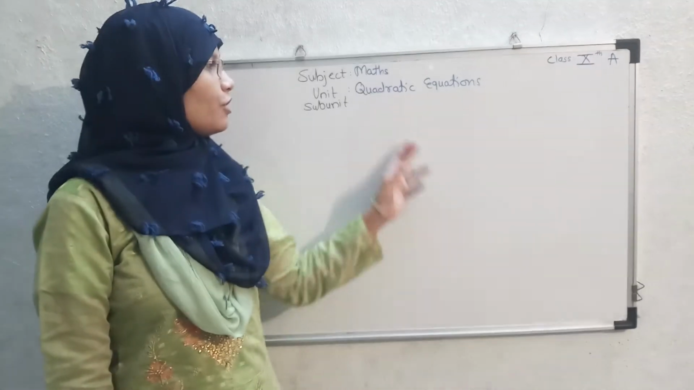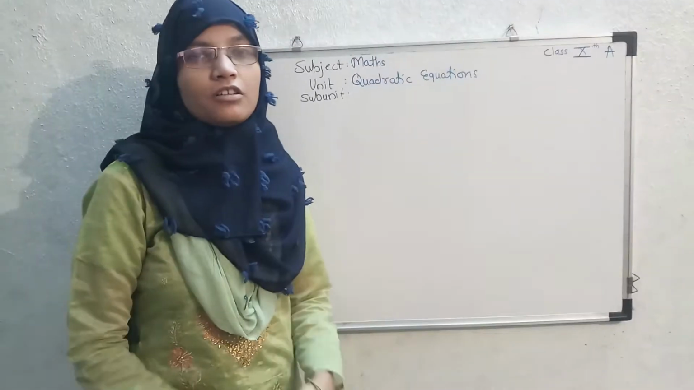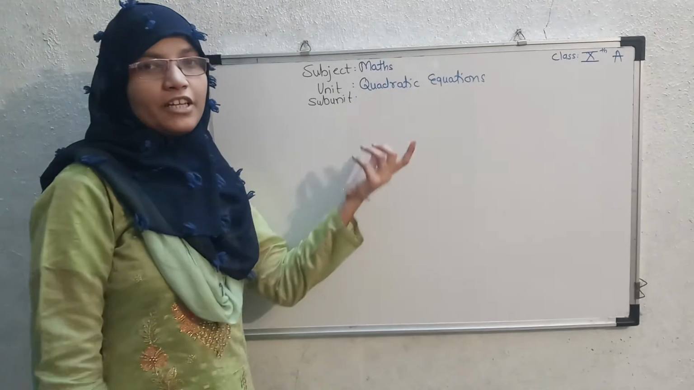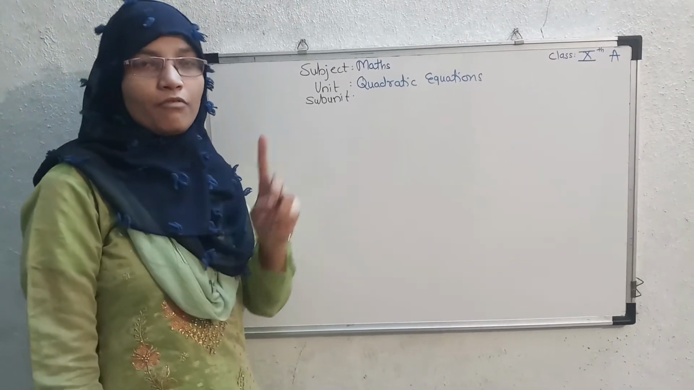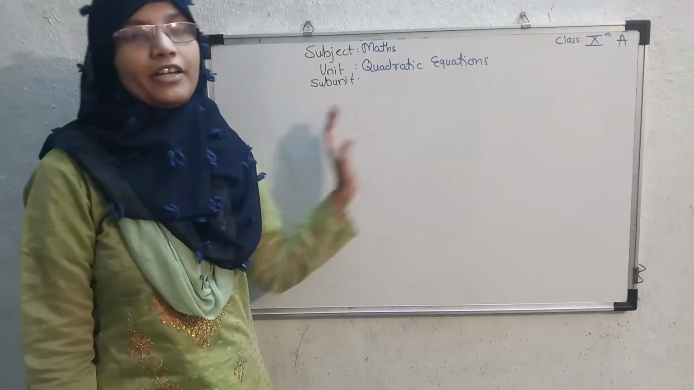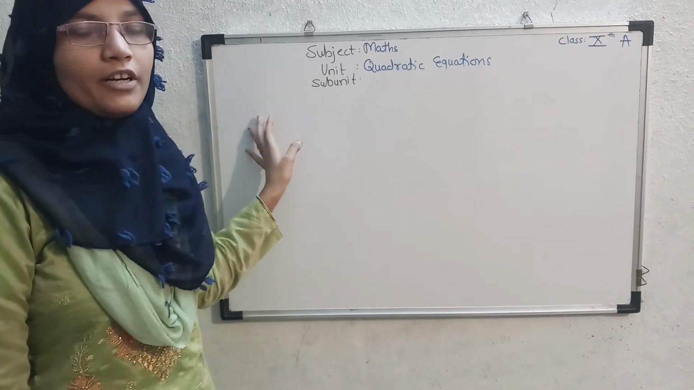Good morning students. We all are familiar with quadratic equations. What is meant by a quadratic equation? An equation involving one variable and having maximum index 2 is called a quadratic equation. Can you give me some examples of quadratic equations?